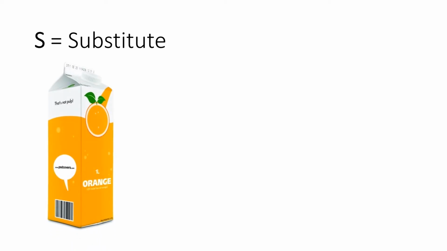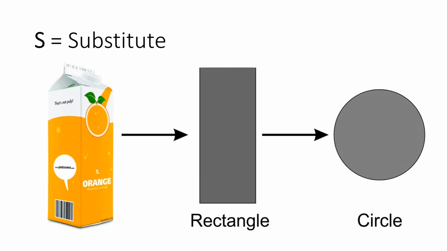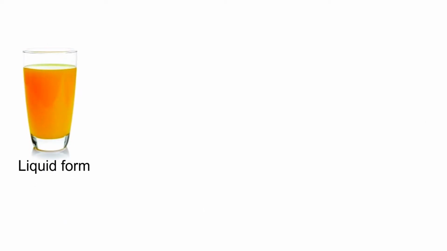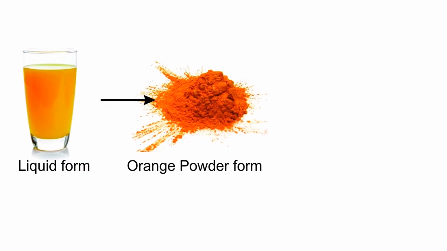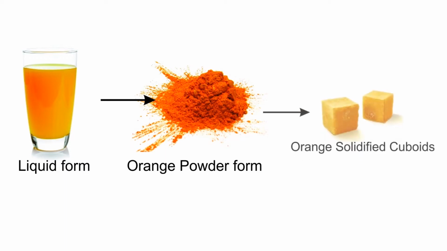Let's see how this works in practice. Consider substituting the shape or the form of the product. For example, we can substitute the box from a rectangular shape to a circle shape. What else can we substitute? The form of the principal medium, from liquid to concentrate perhaps. We have the primary medium being liquid, the orange juice. Perhaps we can transform it into orange powder form, or we can solidify it into cubes.